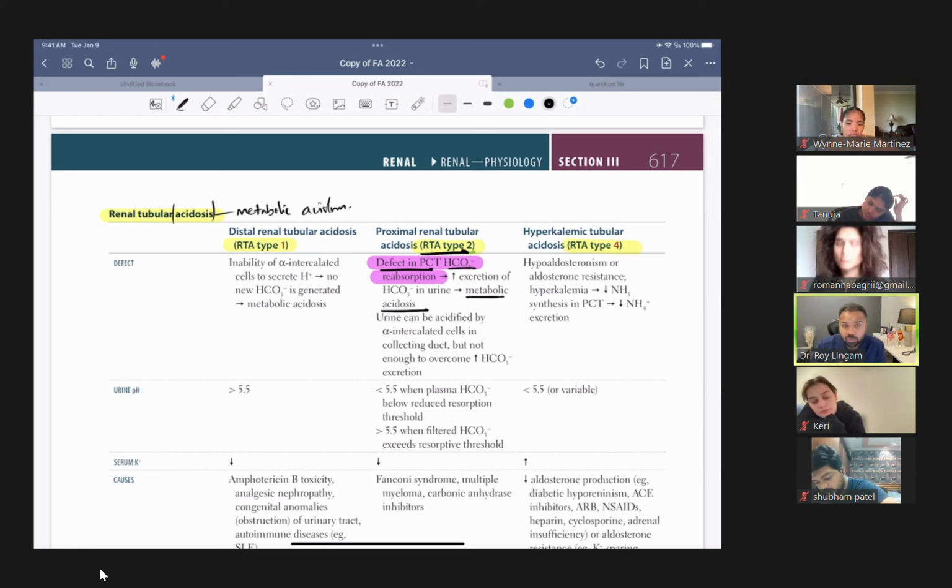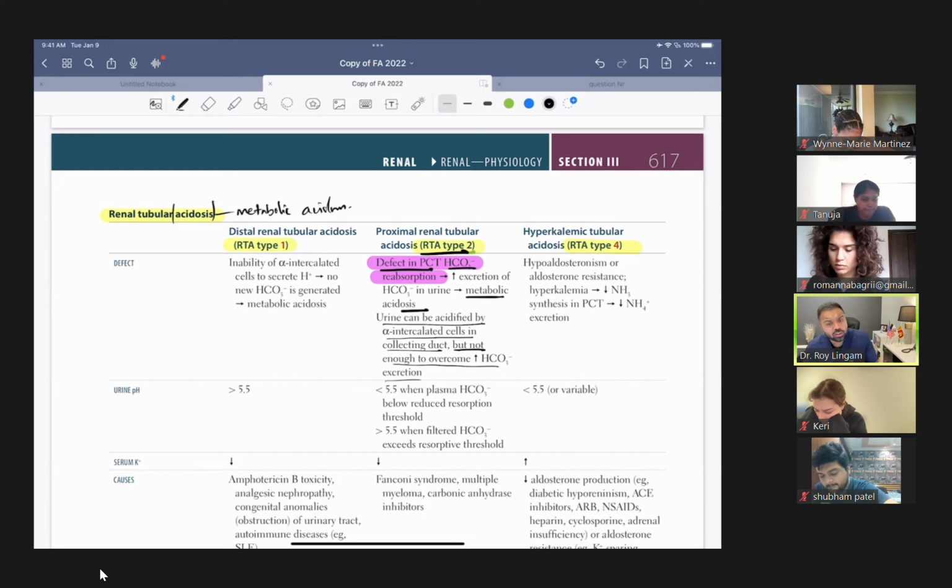Okay. Now, some people can ask me, even though the alkaline urine is coming, by the time it reaches the collecting duct, they should be able to acidify because they secrete a lot of hydrogen, isn't it, folks? But still, that's not enough. The urine can be acidified by intercalated cells in the collecting duct, but not enough to overcome the bicarb excretion. We excrete so much bicarb that we cannot do that. Is everybody clear, folks? So the bottom line to learn type 2 renal tubular acidosis, we cannot reabsorb bicarb.